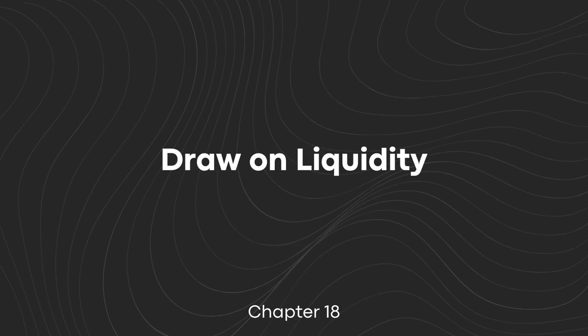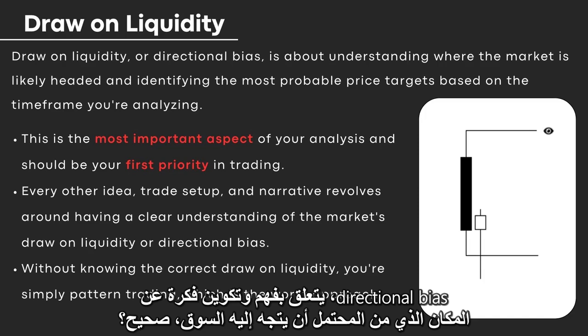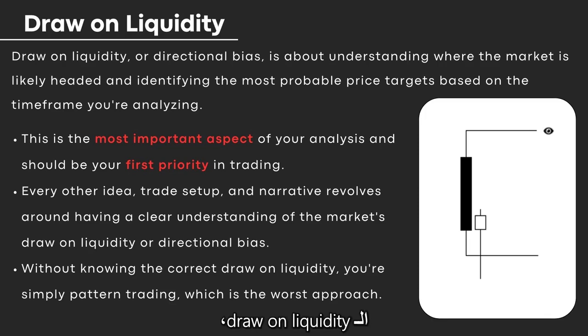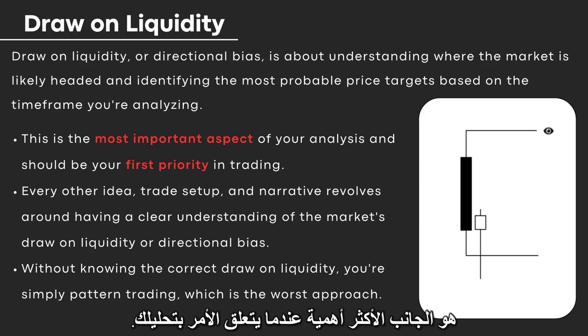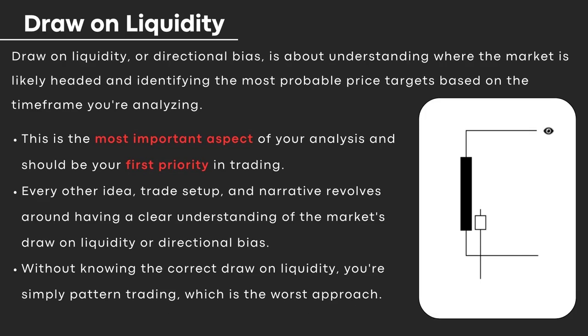First of all, we're going to start off with the introduction to drawn liquidity, what it is and what it actually means, right? Drawn liquidity, or its second name, directional bias, is about understanding and having an idea about where the market is likely headed, right? And then identifying the most probable targets based on the time frame that you are looking at. Drawn liquidity or directional bias is the most important aspect when it comes to your analysis, right? And it should be your first and your main priority, right?